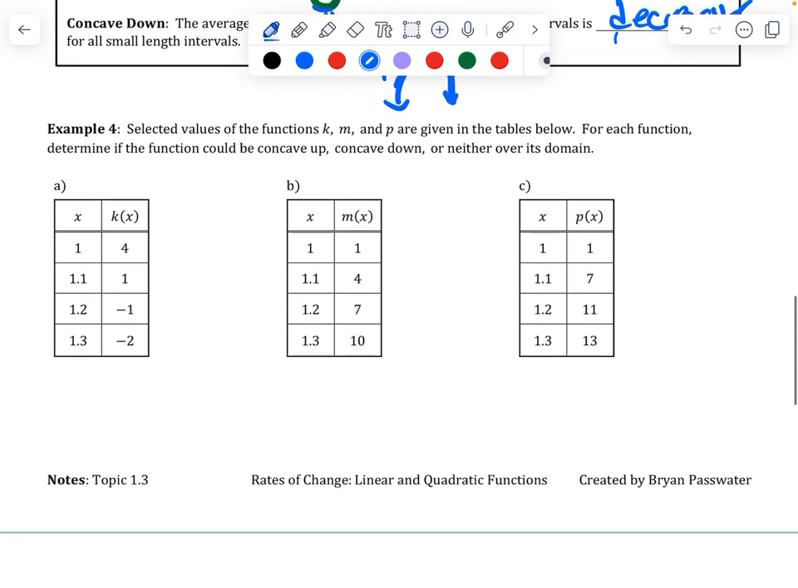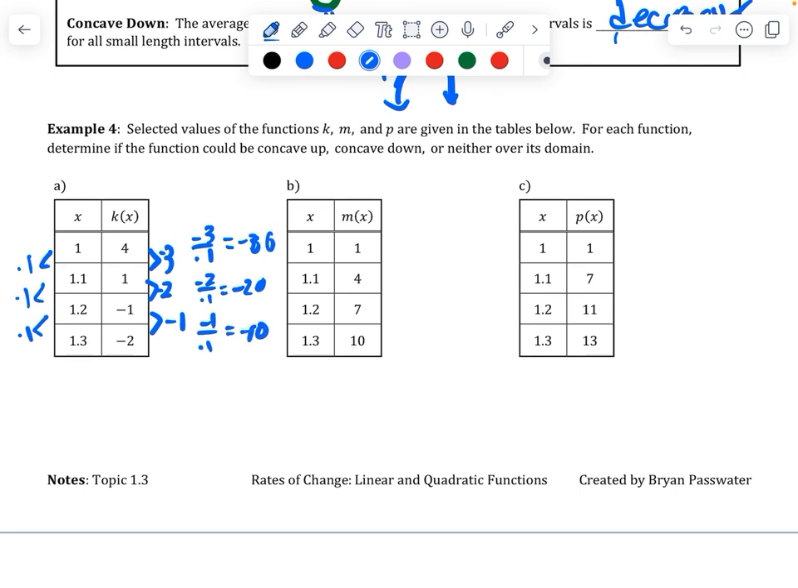So if we had to decide whether these are concave up, concave down, or neither, let's see. The outputs go down 3, down 2, down 1, and the inputs go up 0.1, 0.1, 0.1. So negative 3 over 0.1 is negative 30. Negative 2 over 0.1 is negative 20. Negative 1 over 0.1 is negative 10. So those are increasing, so the average rate of change is increasing, so it's concave up.